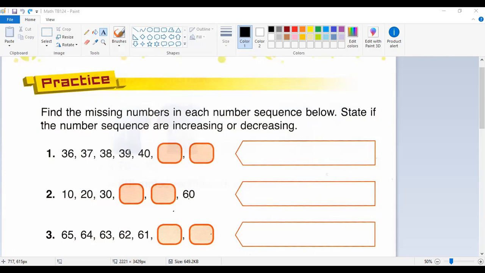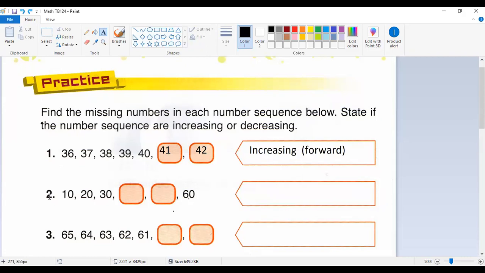41, 42. Are we going up or down? We're counting forward or backward. We're counting forward. We're doing +1, aren't we? This looks like normal counting. +1. 36, 37, 38, 39, 40, 41, 42, 43.